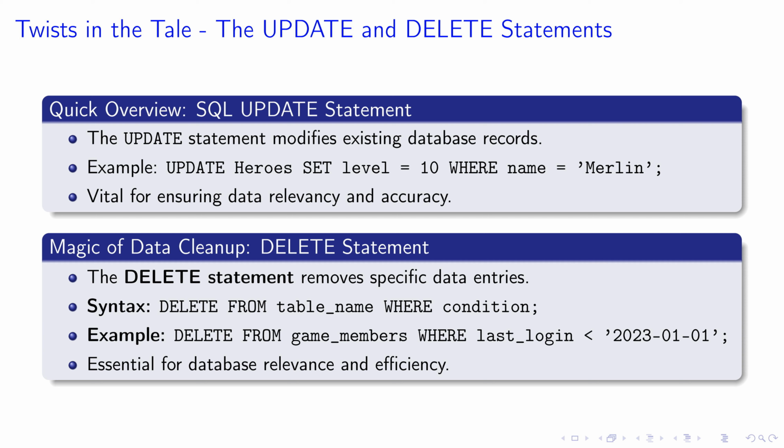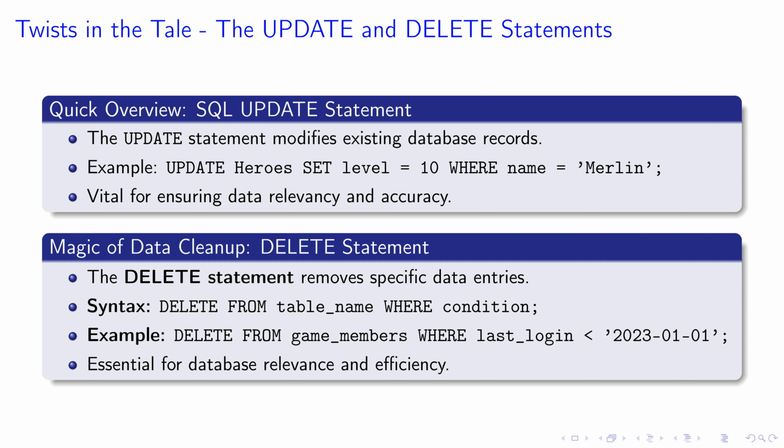Moving forward, we have two important SQL commands to discuss: update and delete. The update statement tweaks existing data in the database. For instance, UPDATE hero SET level = 10 WHERE name = 'Merlin'. This modifies Merlin's level to 10, preserving data accuracy.